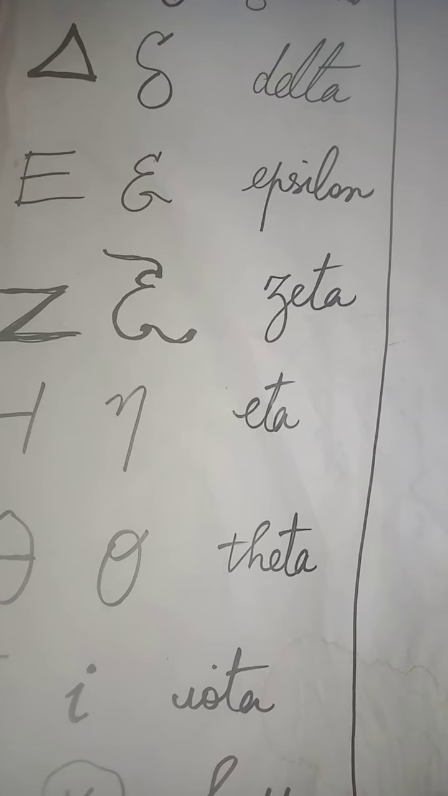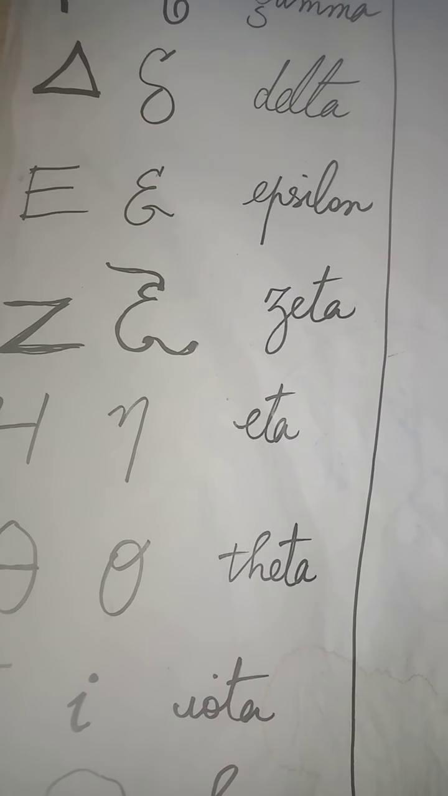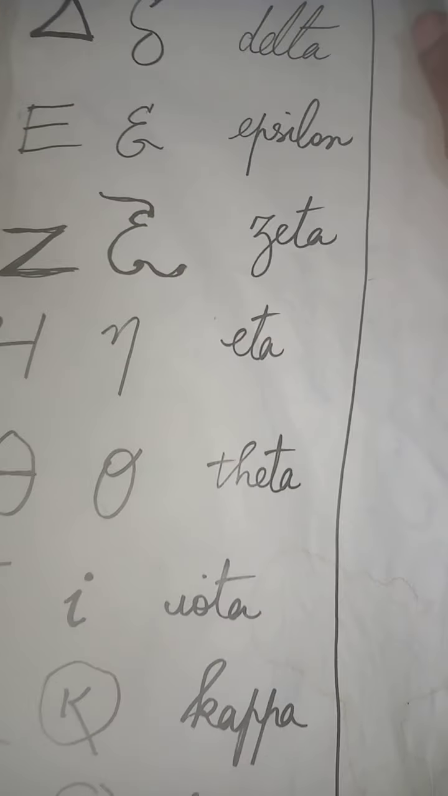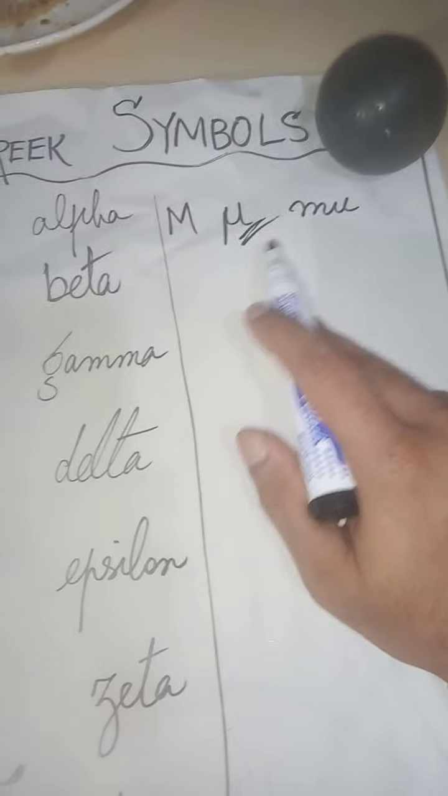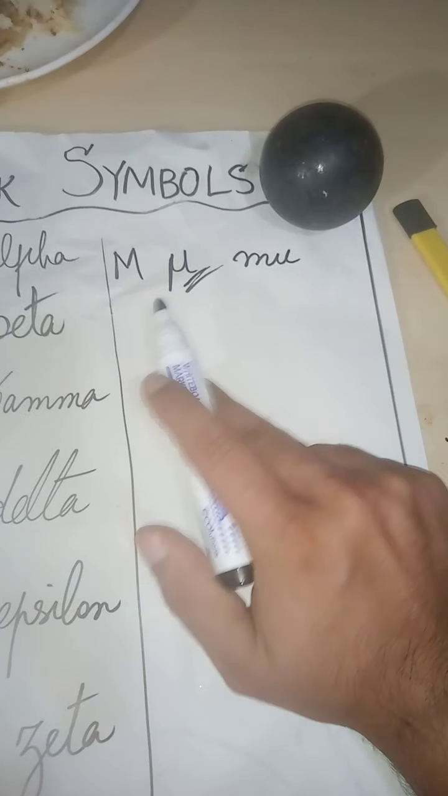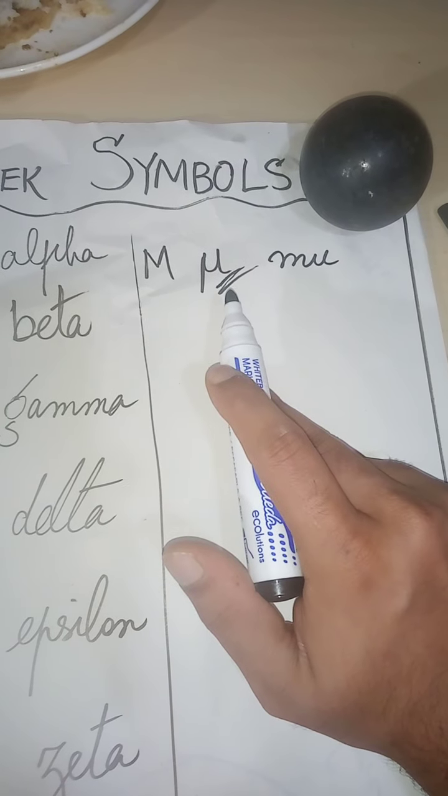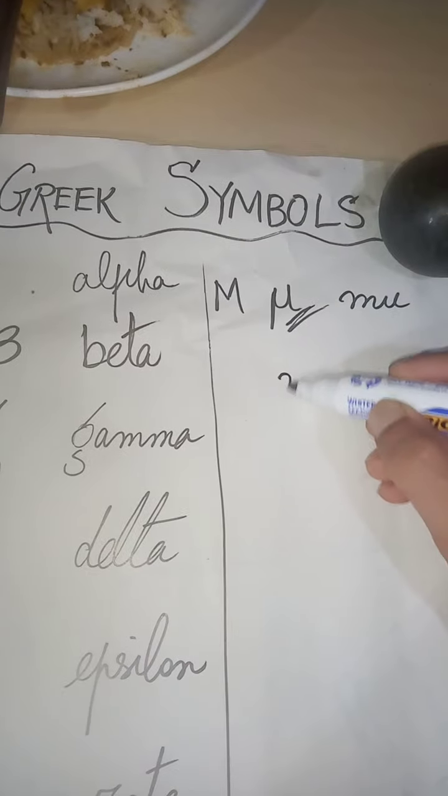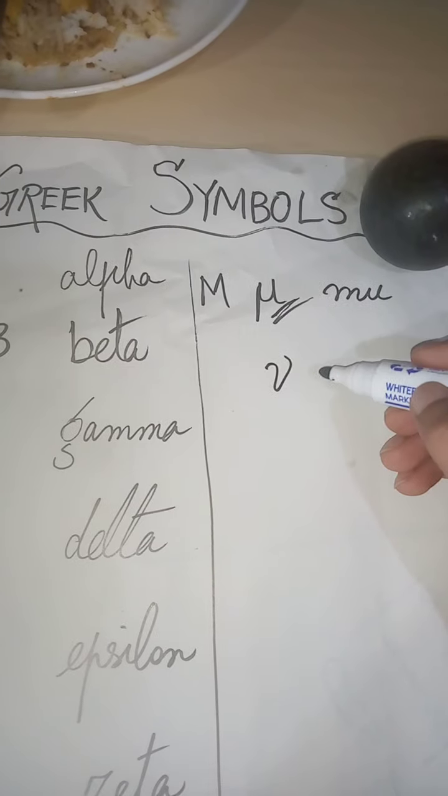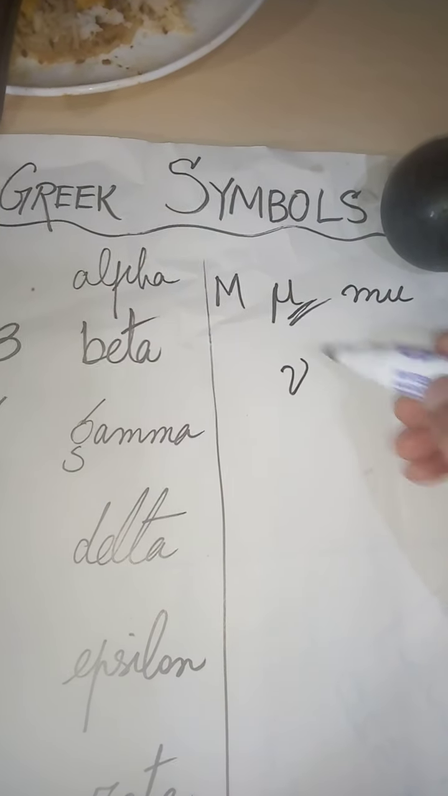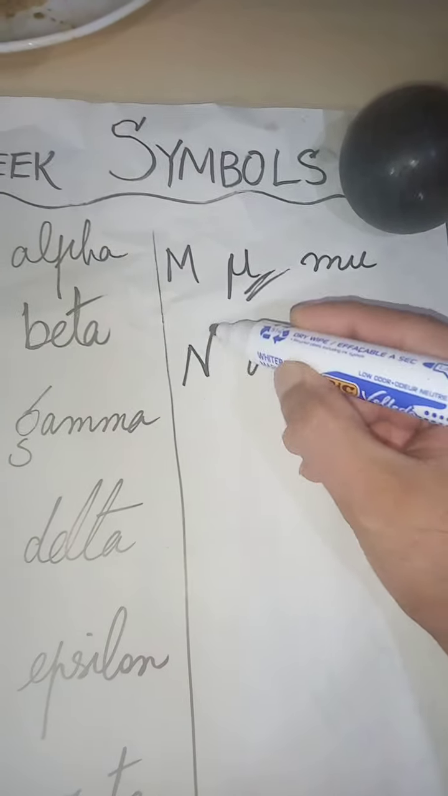And then we have mu. Mu is used in micro to demonstrate one millionth. And then we've got nu. That's used in particle physics. E equals hf, E equals h nu sometimes as well. And that's n.